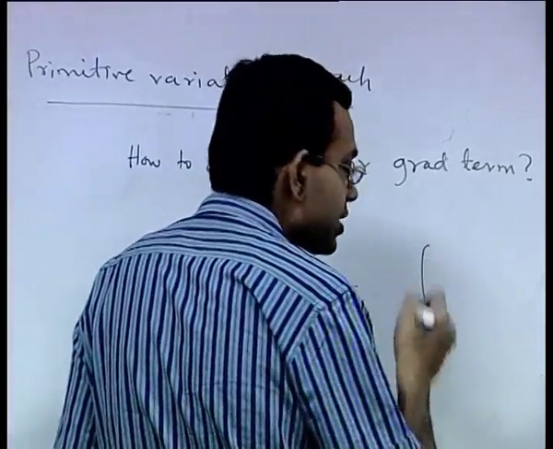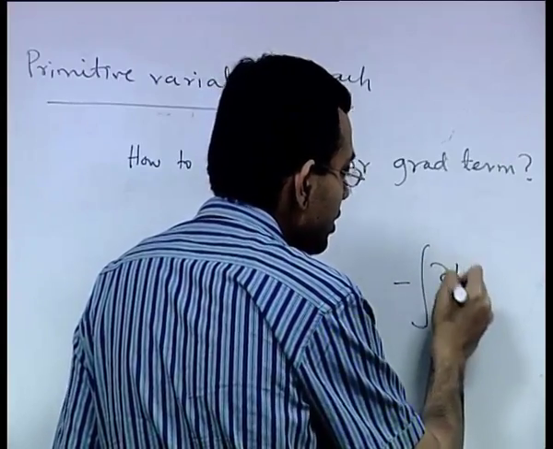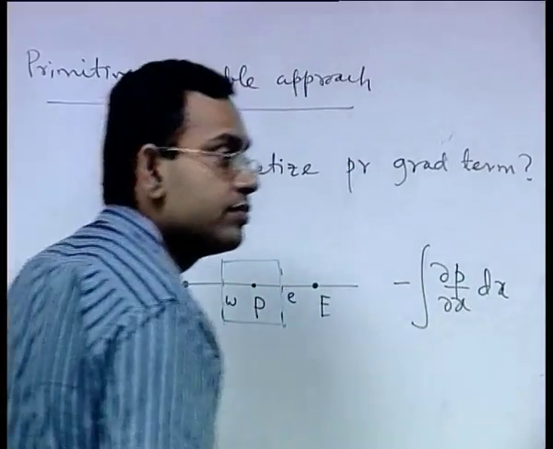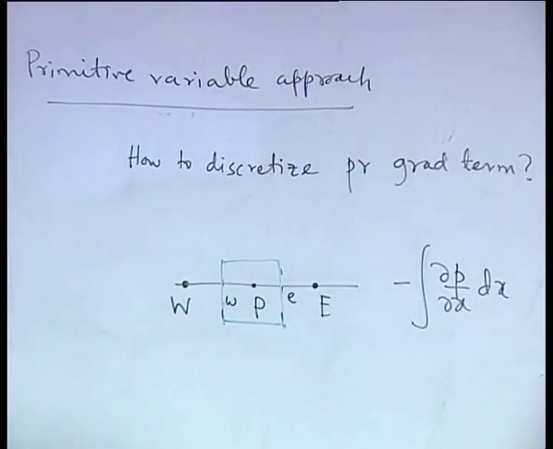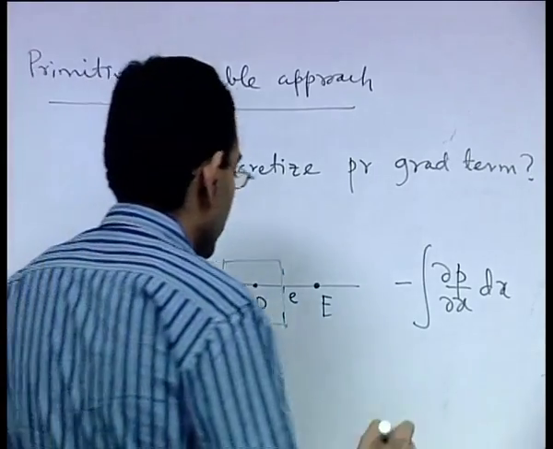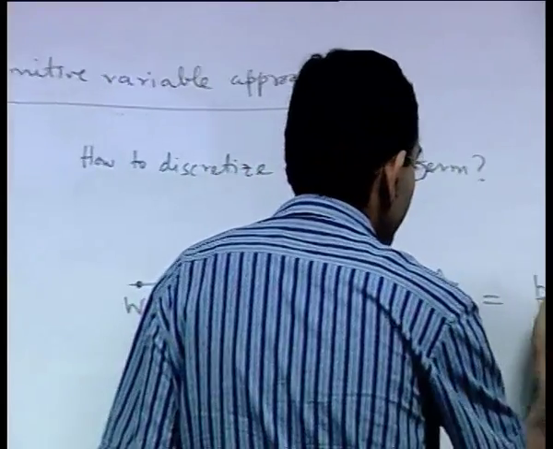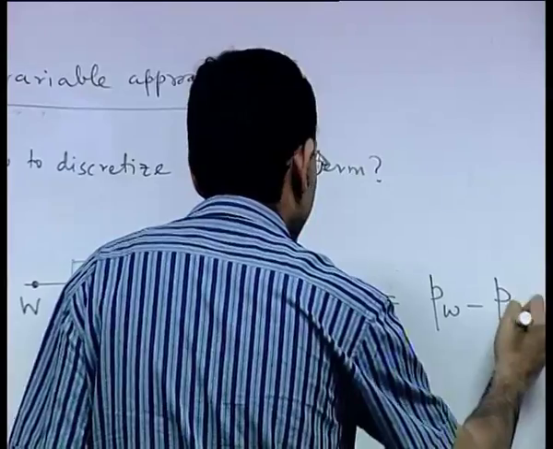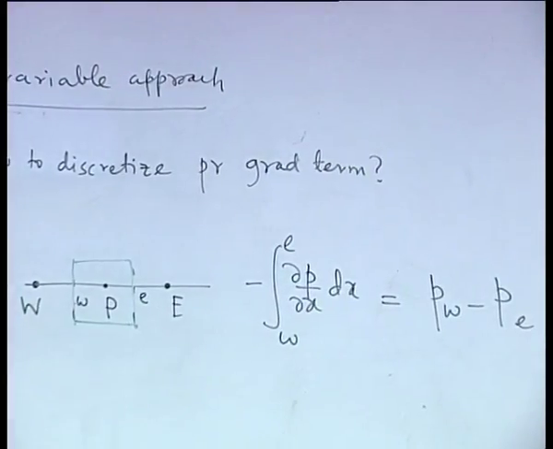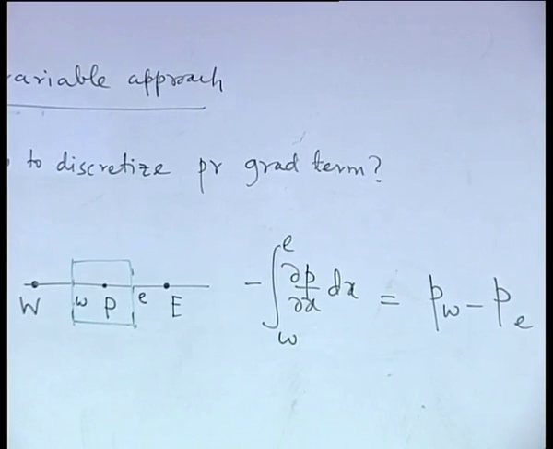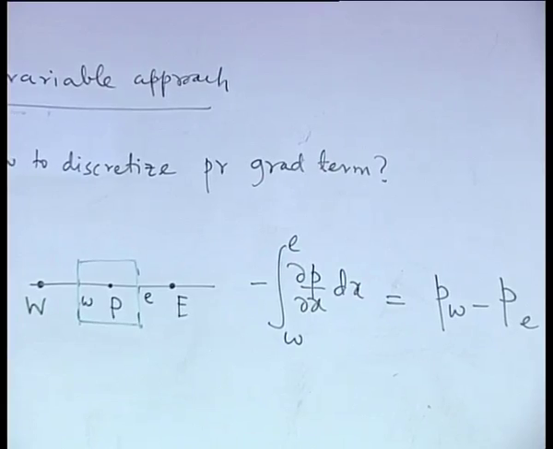So, what will be the corresponding representation? Minus del P del x dx, from small w to small e. So, that is equal to P small w minus P small e. That is the integral form of the source term which we require in the finite volume formulation.